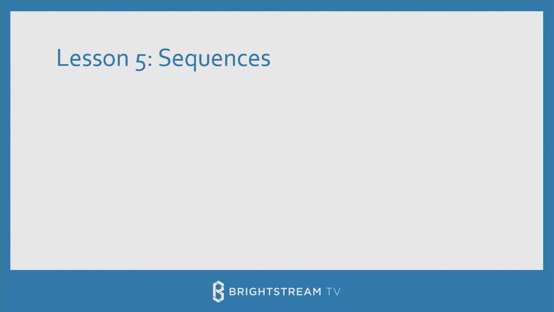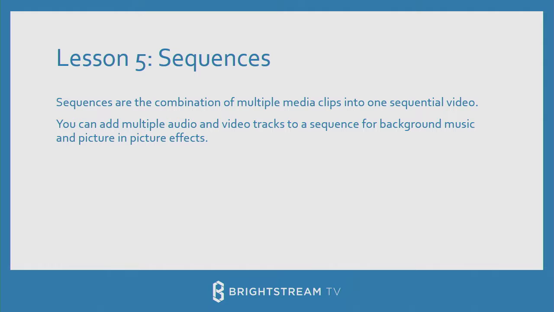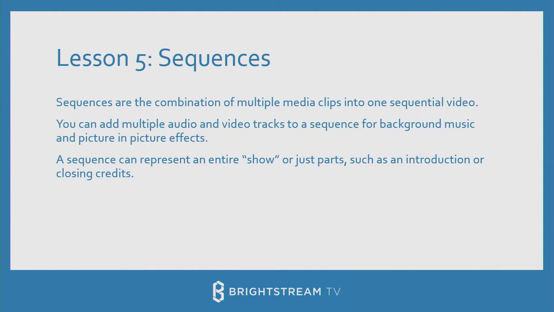All right, so as I mentioned earlier, a sequence is just a combination of various media clips, and the result is one sequential video. Okay? You can add multiple audio and video tracks. So if you wanted to create things like picture-in-picture, or if you wanted to have a narrative track and a background audio track, like a music track, that's all possible, and you handle all of that within your sequence. And a sequence can represent an entire show or just parts. So you can also create just sequences for an introduction or a closing or some type of transition.